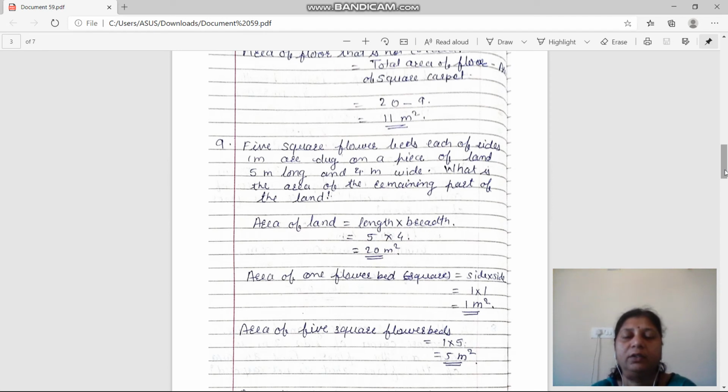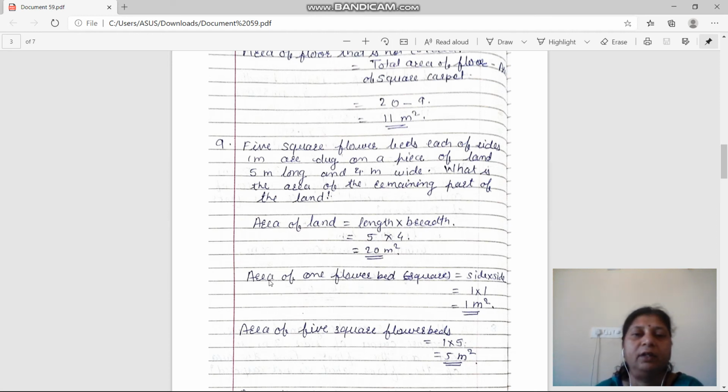Five square flower beds, each of side 1 meter, are dug on a piece of land 5 meter long and 4 meter wide. It is the total width and total length of the land. What is the area of the remaining part of the land? First of all, we have to calculate the area of the land. Area of land is equal to length multiplied by breadth. So 5 multiplied by 4, we get 5 4s are 20 meter square.